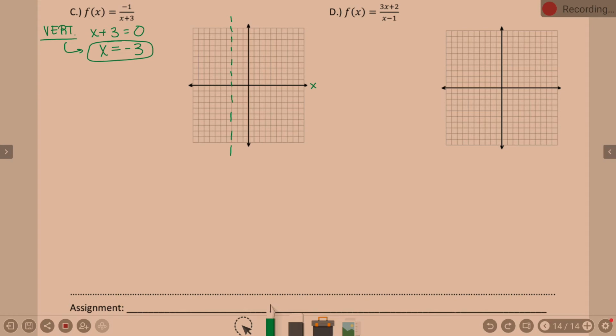What about our horizontal asymptote? Horizontal asymptote, you're supposed to be examining powers, right? What's my biggest power on top? Only thing I have on top is negative 1, huh? What's my biggest power on bottom? X to the first. So where is the bigger power? My bigger power is on bottom because I have an x there, and I don't have a power of x on top.